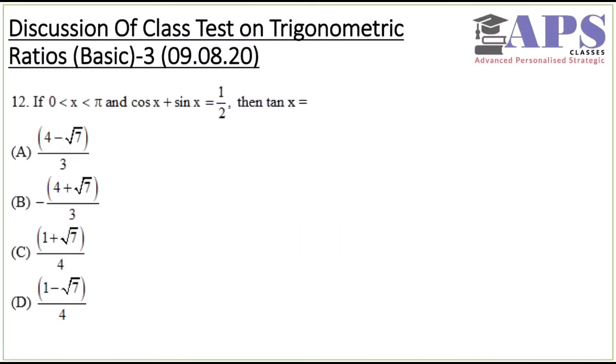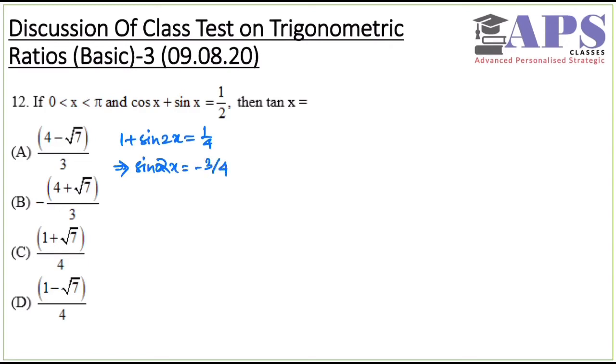So in question number 12, some relation is given, you have to find tan x. Now this type of relation is either I multiply and divide by 1 by root 2, get the value of x, or I can whole square both sides. So if I square both sides, I will get 1 plus sine 2x equal to 1 by 4, which will give us sine 2x equal to minus 3 by 4.